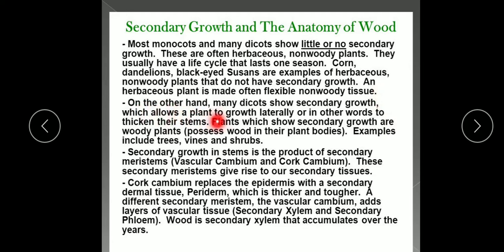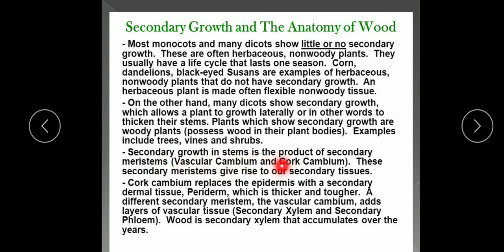But on the other hand, many dicots show secondary growth, which allows a plant to grow laterally, or in other words to thicken their stems. Plants which show secondary growth are woody plants. They possess wood in their plant bodies. Examples include trees, vines and shrubs.